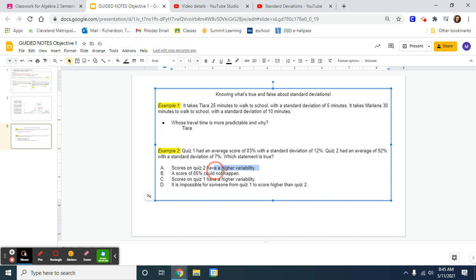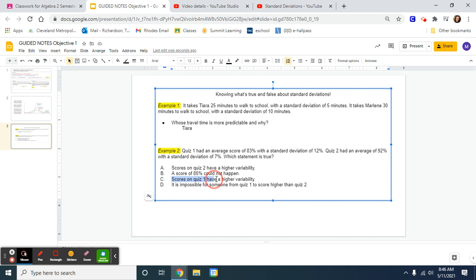Letter B, a score of 85% could not happen. Well, if we look at 83%, it could vary 12 above or 12 below, and 92% can go 7 above or 7 below. Because we're going above and below, 85 is somewhere in between 83 and 92, right? So I think it could happen. Really, any score could happen, even though you have a deviation of this. So I don't think that is good.